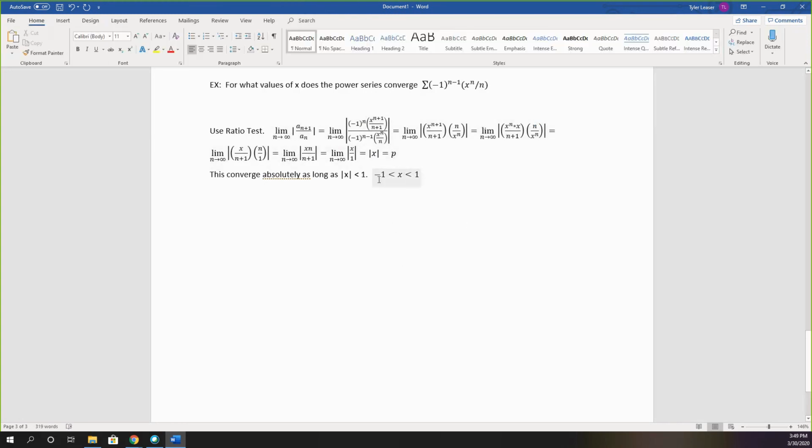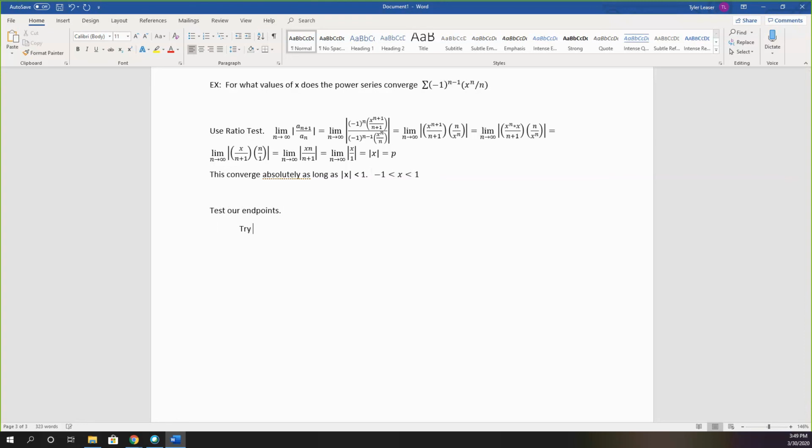This is now my interval of convergence. This also tells me the radius of convergence has to be 1, since this is a power series centered at 0, and I have to go up 1 and then down 1 to get to the endpoints. We do have to test our endpoints though.